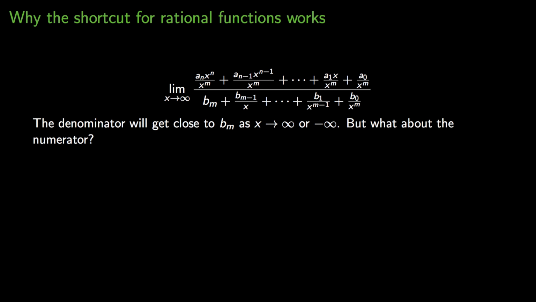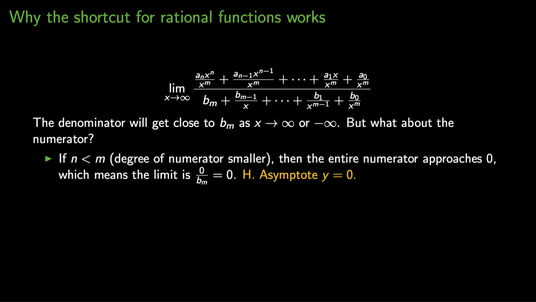So it turns out there are going to be 3 cases with what happens to the numerator. If n is smaller than m, and remember that goes with the case of the degree of the numerator being smaller, that means that the entire numerator approaches 0. Every single little term is going to approach 0. And that is going to mean that the limit is going to be equal to 0, which goes with the case that the horizontal asymptote is y equals 0.